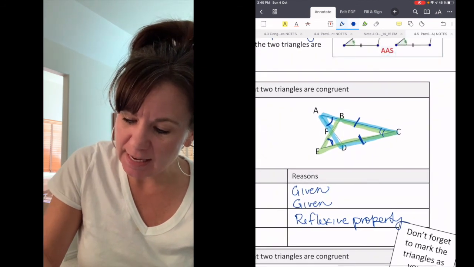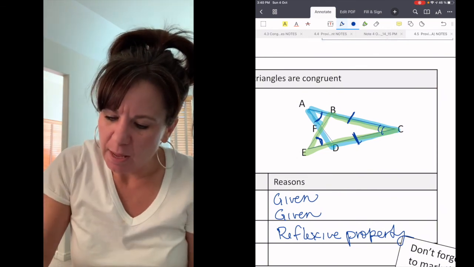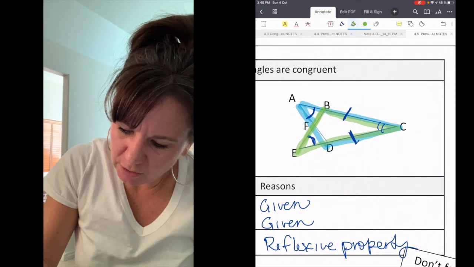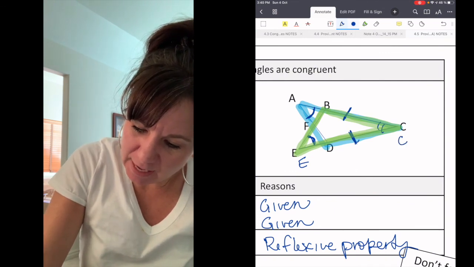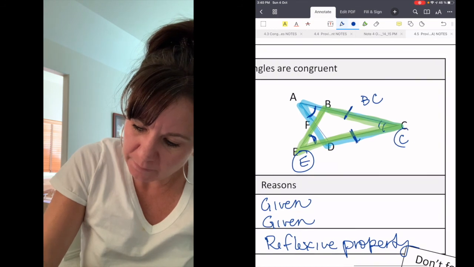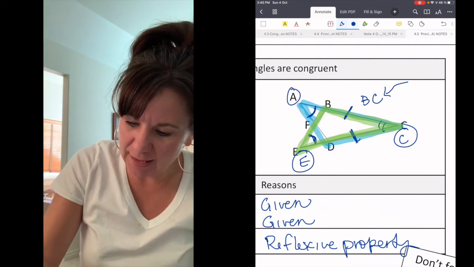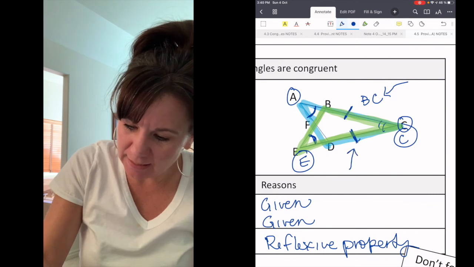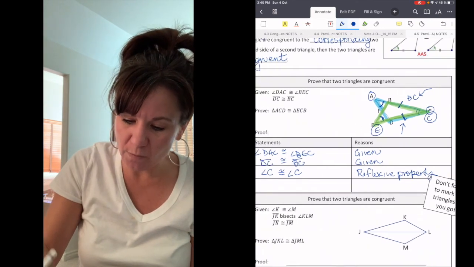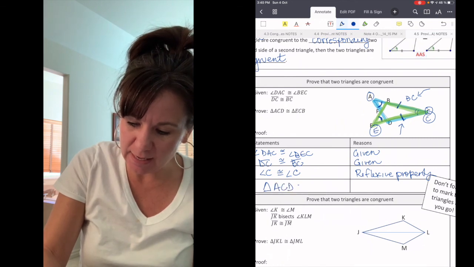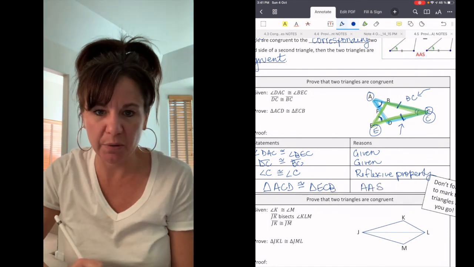So do we have that? Now, it gets a little bit confusing when they're all twined together. But if you just look at the green triangle, we've got angle E, angle C, and then the side BC. So that's two angles and a non-included side. For the blue one, we've got angle A, angle C, and then this side DC. So for both of them, we do have two angles and a non-included side. So we can say that triangle ACD is congruent to triangle ECB because of the angle, angle, side congruence.